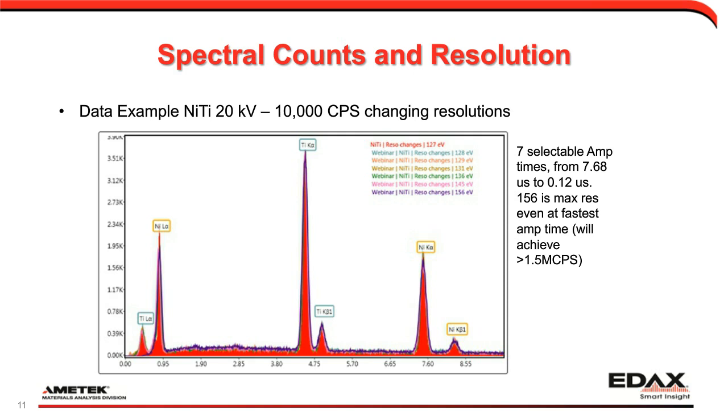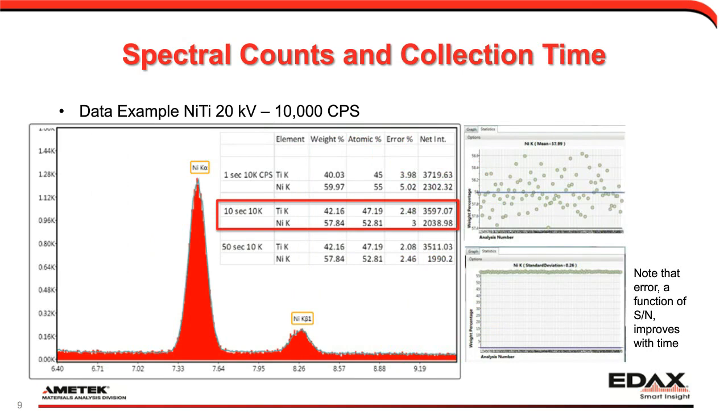And so that's why most of the data here was at 10,000 counts per second. And that shows that for the major elements, even as quickly as 10 seconds collection time for a total of 100,000 total counts within your spectrum, you can achieve the target results that you're looking for.